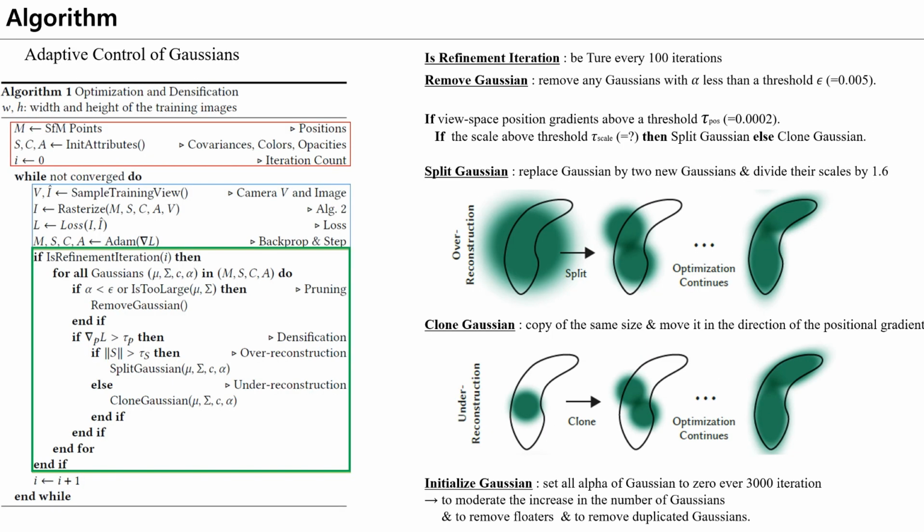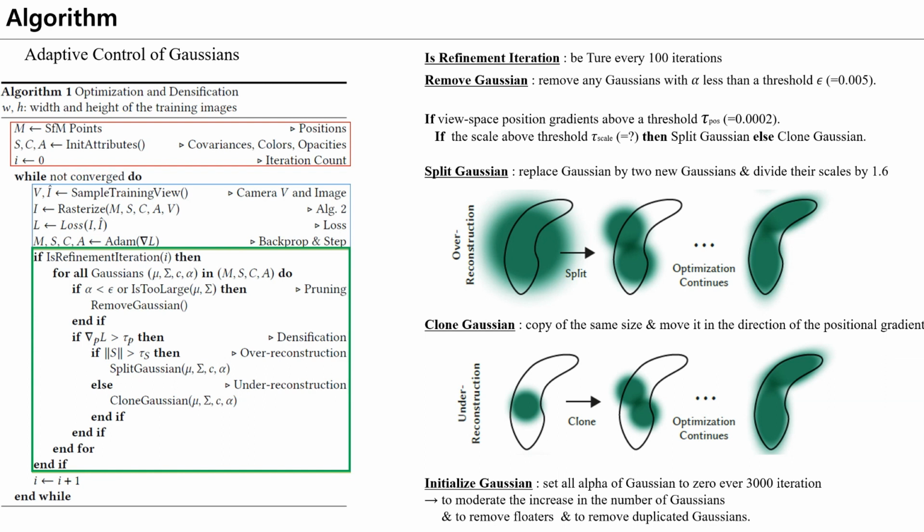This is the part marked adaptive control of Gaussian in the overview. It's also called the densification process in the paper. This part is executed once every 100 iterations, as marked by refine iteration. It removes the Gaussians when the alpha value is less than a certain threshold of 0.005. It's a process of organizing while reducing the number of Gaussians. From the next step, the number of Gaussians is increased.